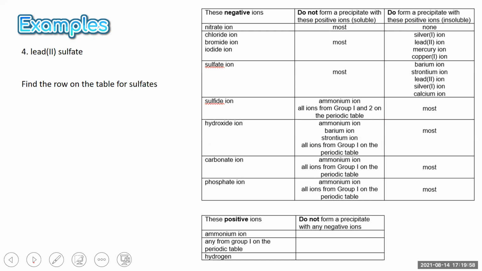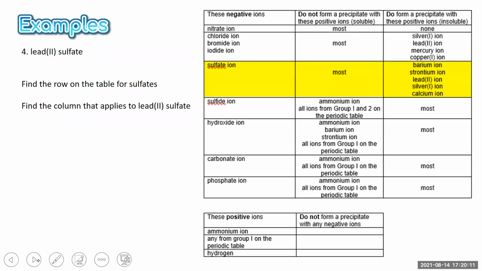What about lead(II) sulfate? Have a go. All right, so find the row for sulfates on the table. There it is. Find the column that applies to lead(II) sulfate. There's the lead(II) ion there, and that is in the insoluble column. So lead(II) sulfate is insoluble.